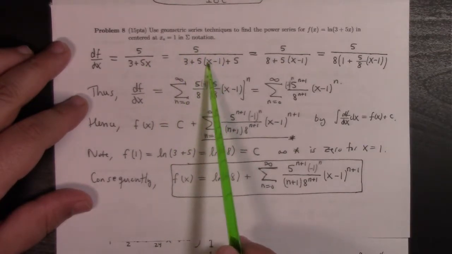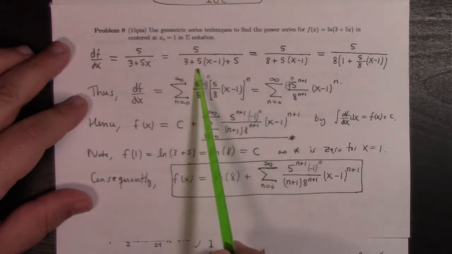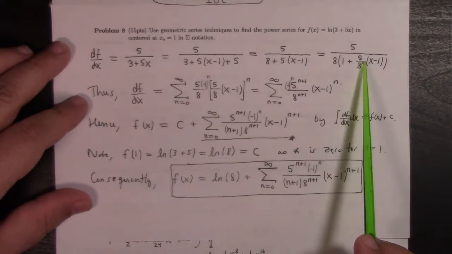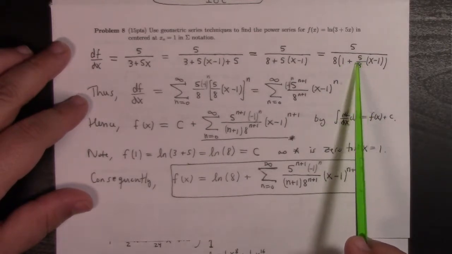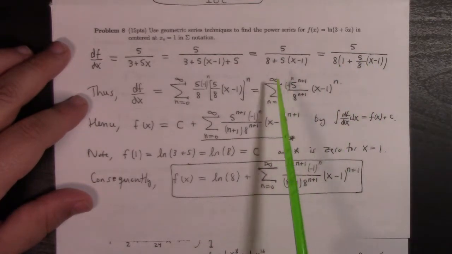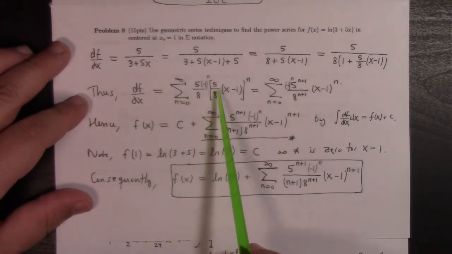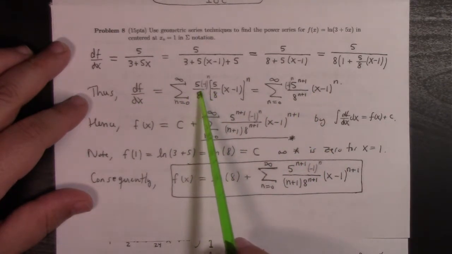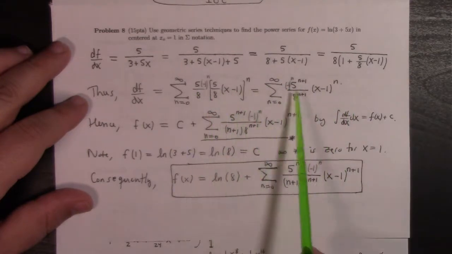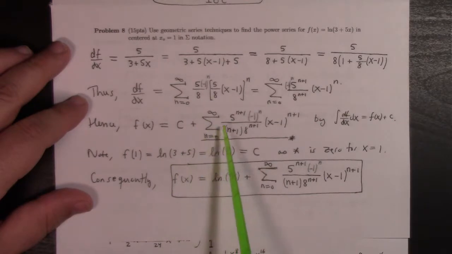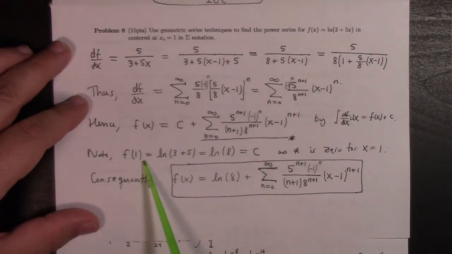So what I do is I add and subtract 5 like so, which gives me that. But then I got to factor the 8 out because I need 1 plus r, right? To factor the 8 out, it gives me 1 plus 5/8 (x minus 1), which then I have the derivative is, by the geometric series, equal to this. Cleaning it up, I get that. And then I can integrate term by term, add a constant, and there you have it.